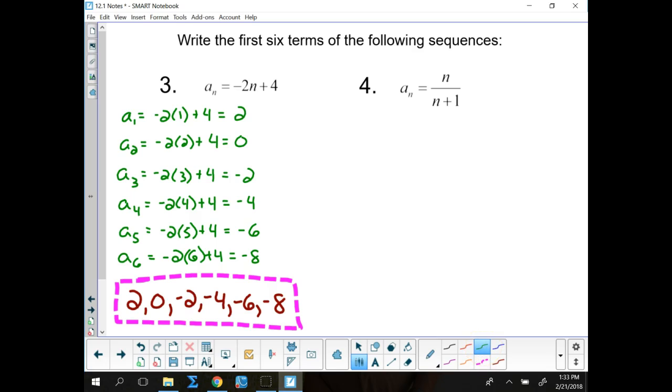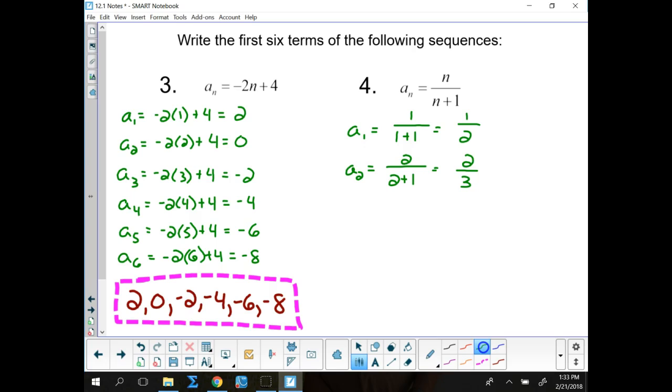So if I put in 1 for n, that's going to be 1 over 1 plus 1. That's 1 over 2, right? Then I go to my next one. That's going to be 2 over 2 plus 1. That's going to be 2 over 3, right? What should the next one be? 3 over 4, right? And then 4 over 5, and so on.